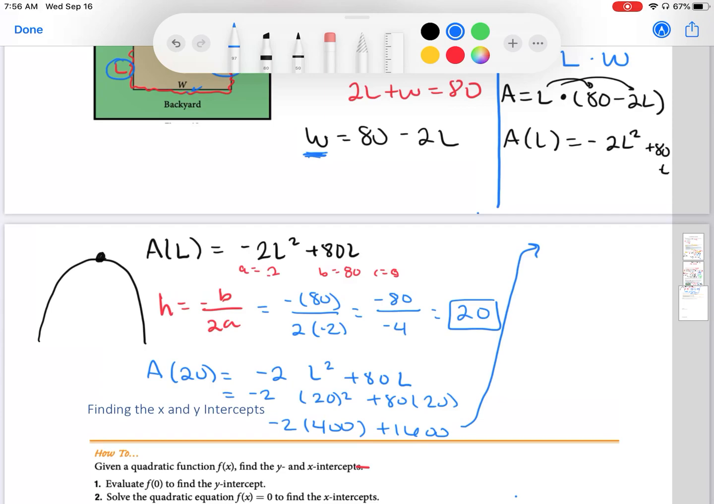We're left with 2 times 400, that's 800. We have negative 800 plus 1600. That gives us 800. So this tells us that the maximum value of the function is the area of 800 feet, which occurs when our length is 20.